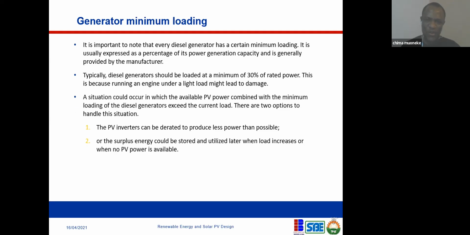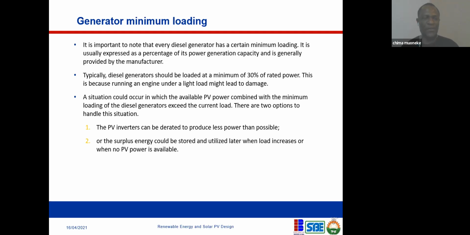A situation could occur in which the available PV power combined with the minimum loading of the diesel generator exceeds the current load. There are two options to handle this situation. Now, the situation is this: your generator has a minimum load that it is required to function. We've said it is 30% of the rated power.